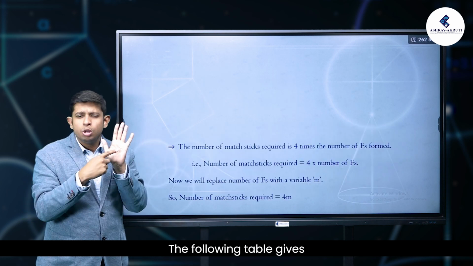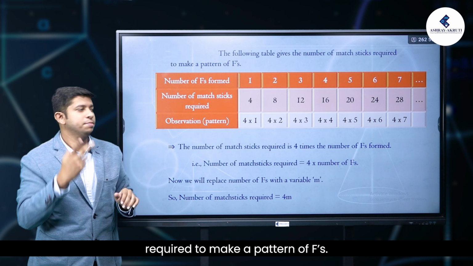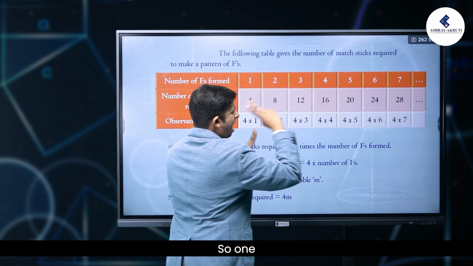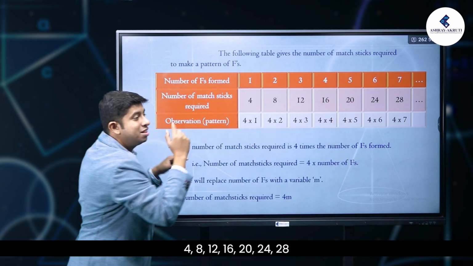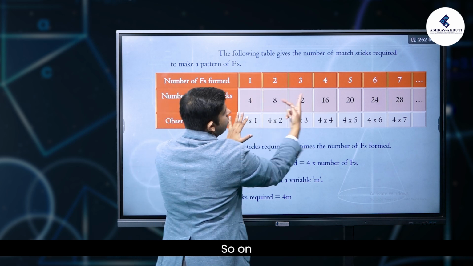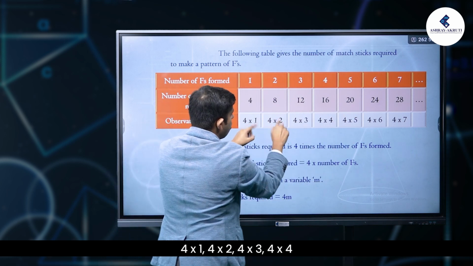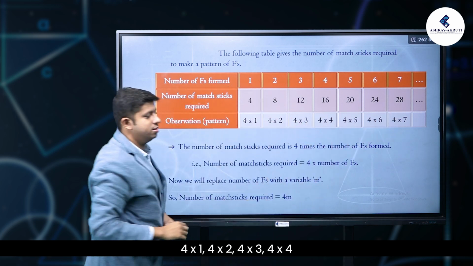The following table gives the number of matchsticks required to make a pattern of Fs. Number of Fs formed 1, 2, 3, 4, 5, 6, 7, so on. Number of matchsticks required 4, 8, 12, 16, 20, 24, 28, so on. Observation: 4 into 1, 4 into 2, 4 into 3, 4 into 4 and so on.